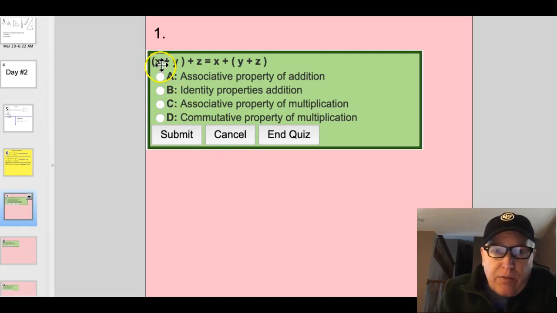Okay, well, let's see. First thing I'm going to do is check the order. X, y, z, x, y, z. So the order is the same. The only thing they've done is change the brackets or the groupings. So this is the associative property. So that would be C.